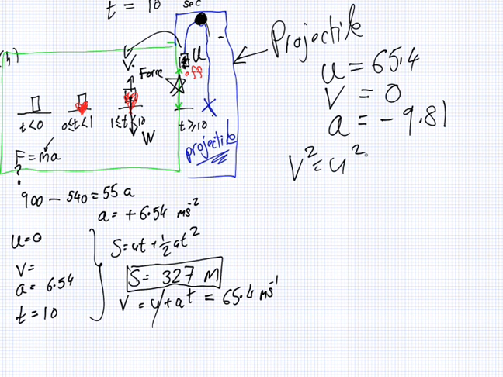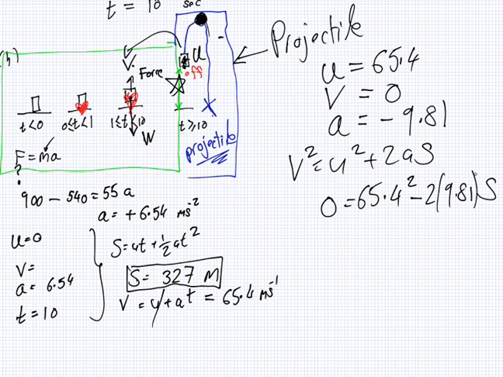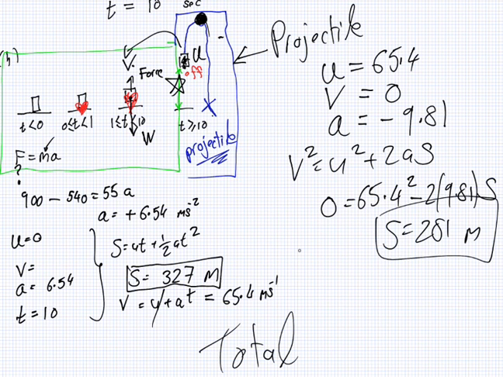So now I can get the S. V squared equals U squared plus 2AS. 0 equals 65.4 squared minus 2AS. So this here is 281 meters. Then the total is this number plus this number. So the rocket goes 545 meters in total.